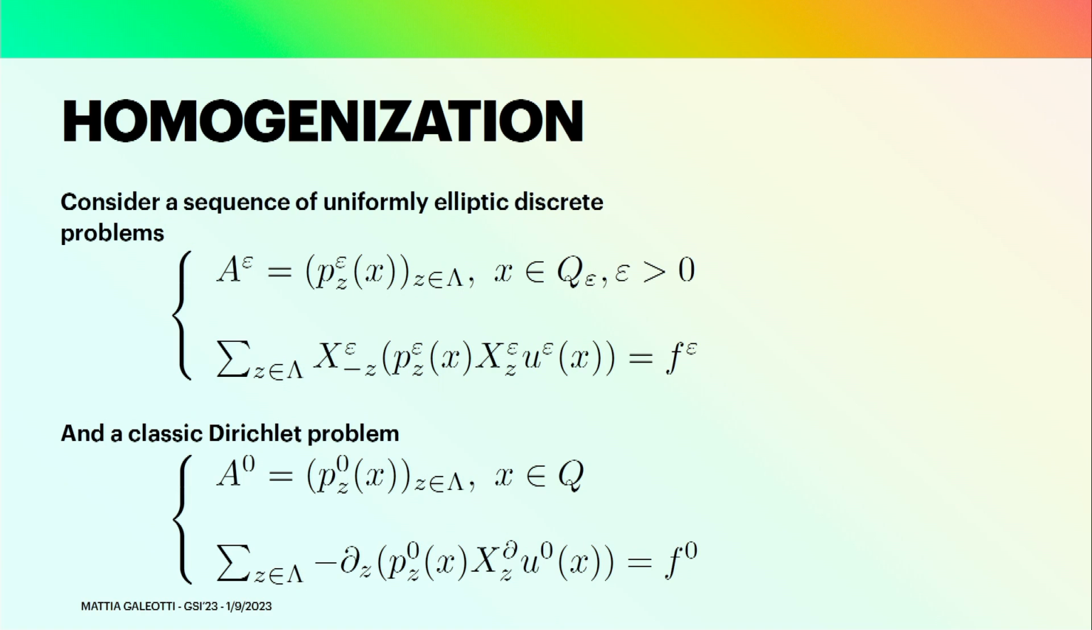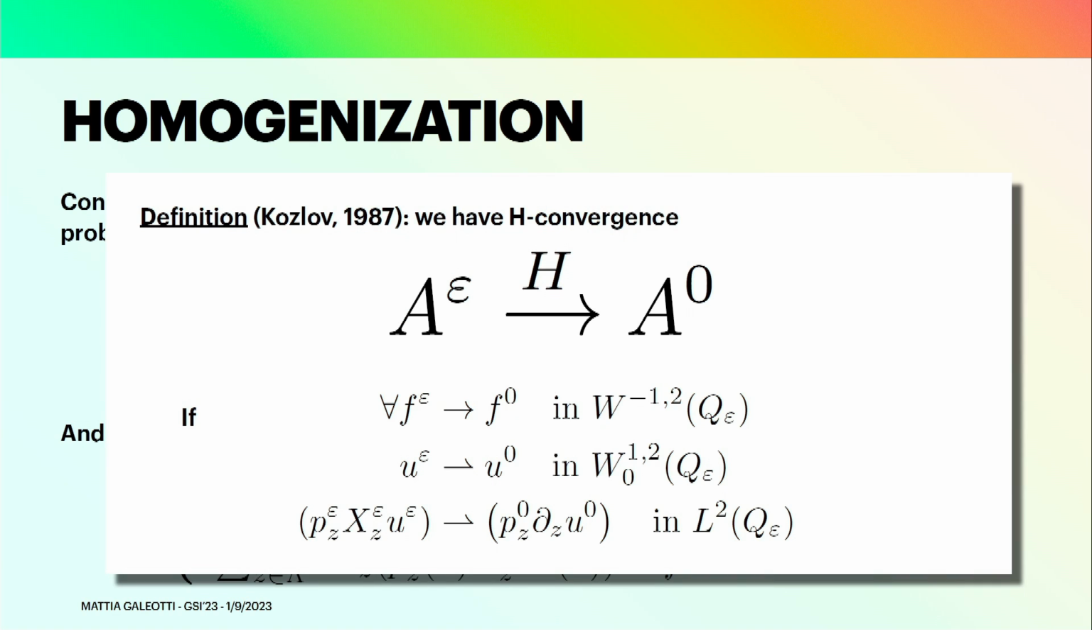So we have the discrete setting above that I introduced in the slide before, but in this case the matrix of the coefficients is diagonal, so it is simplified. And below we have a classic Dirichlet problem with again a diagonal matrix of the coefficients, and the notion introduced by Kozlov is the following.